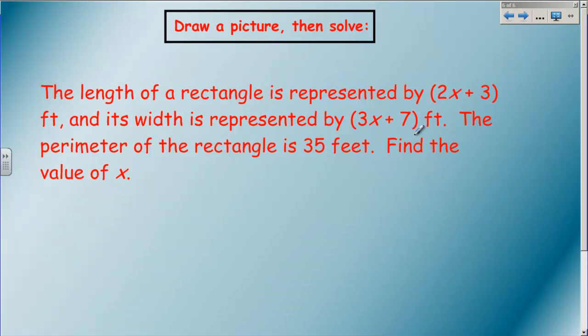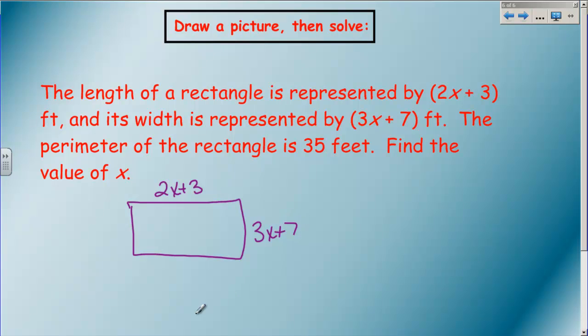So one last example. It says to draw a picture and then solve. The length of a rectangle is represented by 2x plus 3 feet, and the width is represented by 3x plus 7. The perimeter is 35 feet. They want to know what the value of x is. Well, the first thing you need to do is draw yourself a rectangle, because that's what you need. And label it. One side is 2x plus 3. The other side is 3x plus 7. And I know that if I add all four sides up, it should equal 35.